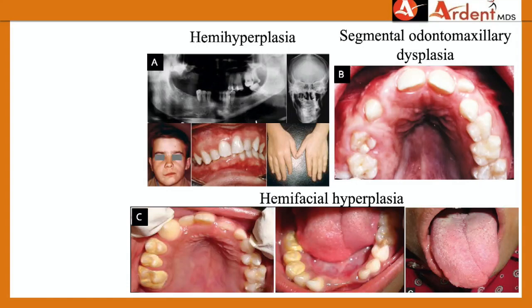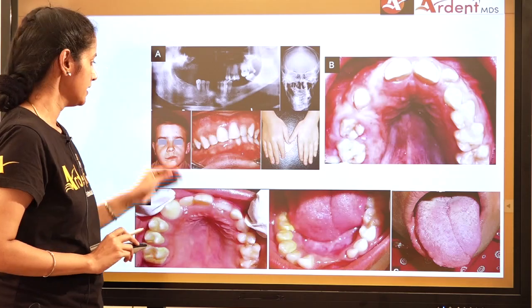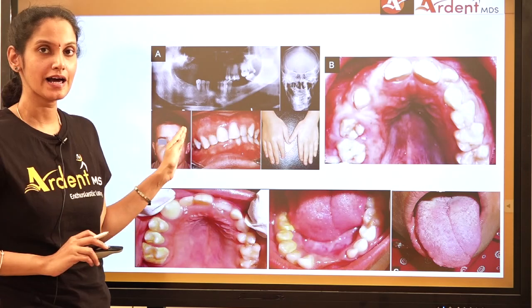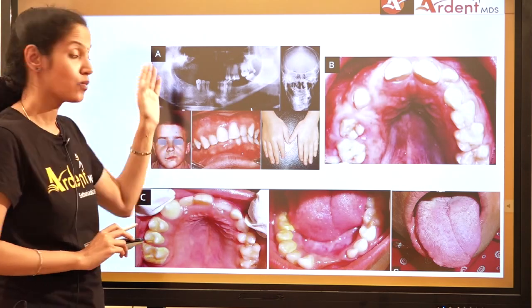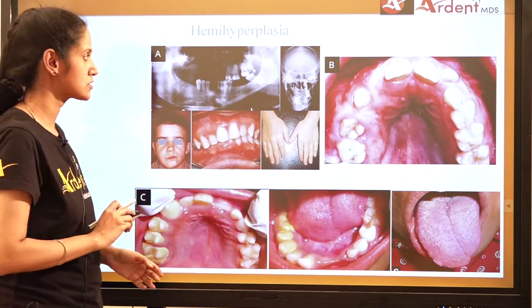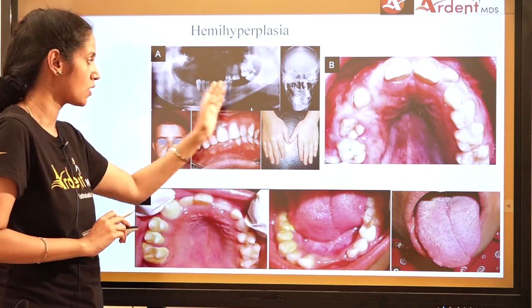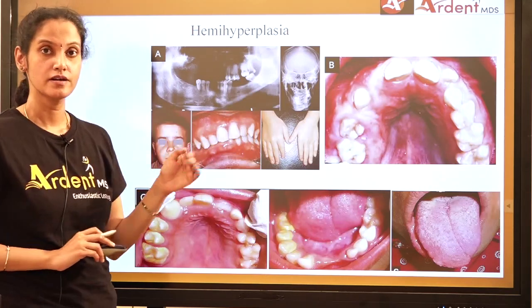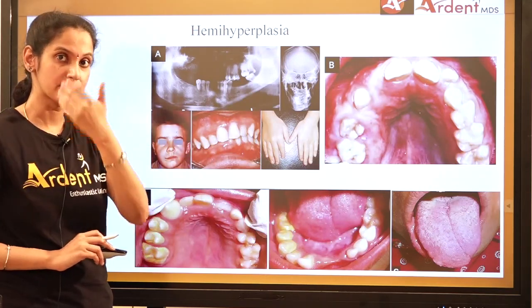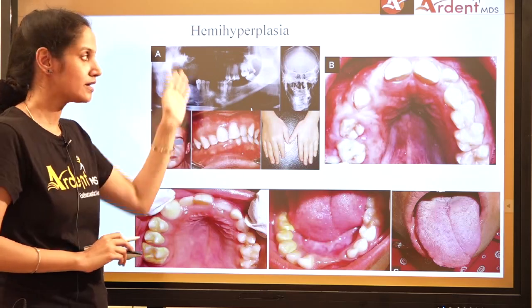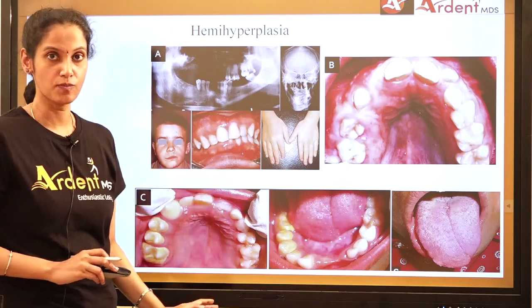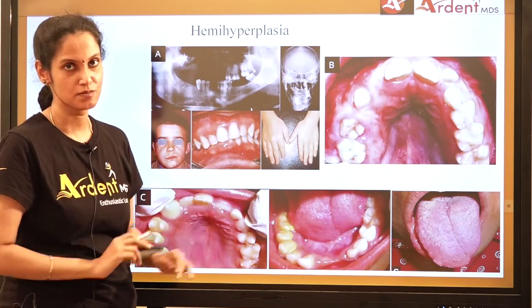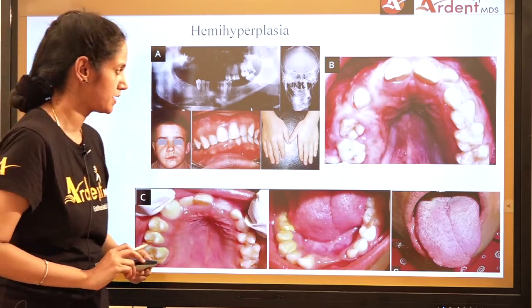Okay. Now we need to discuss a few similar conditions. Here, this patient will have hyperplasia on one side of the body, so it's called hemi-hyperplasia. The jaws, one leg, one hand, one side of the face, say the first and the fourth quadrant. The entire one side of the body undergoes a hyperplastic process, that is hemi-hyperplasia.